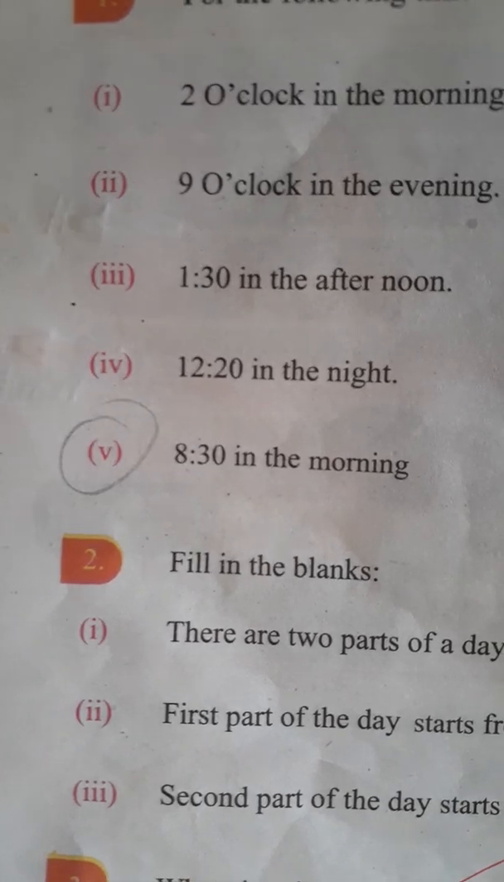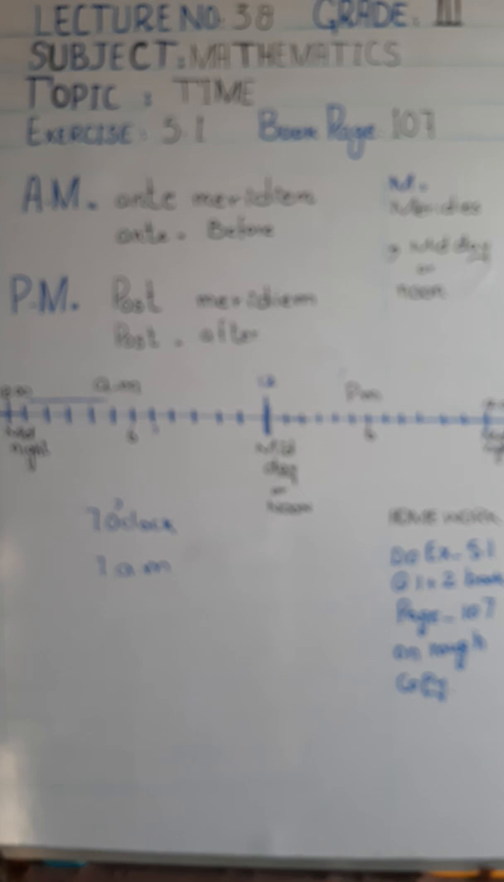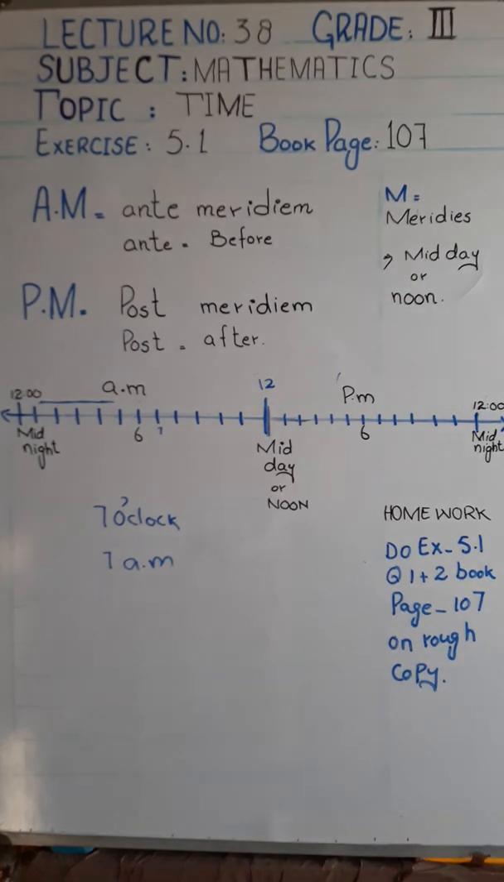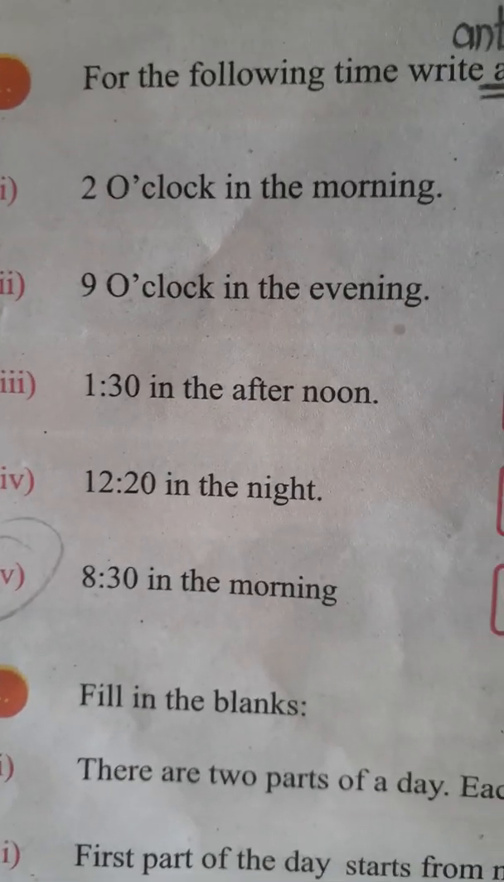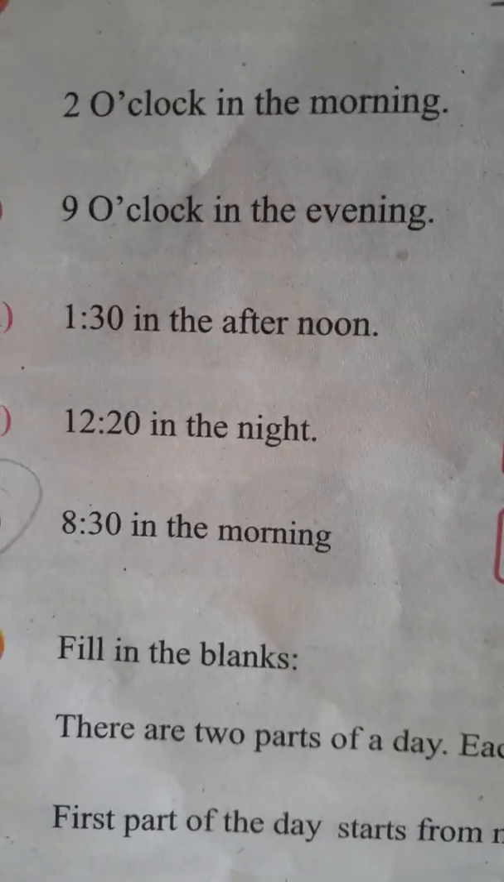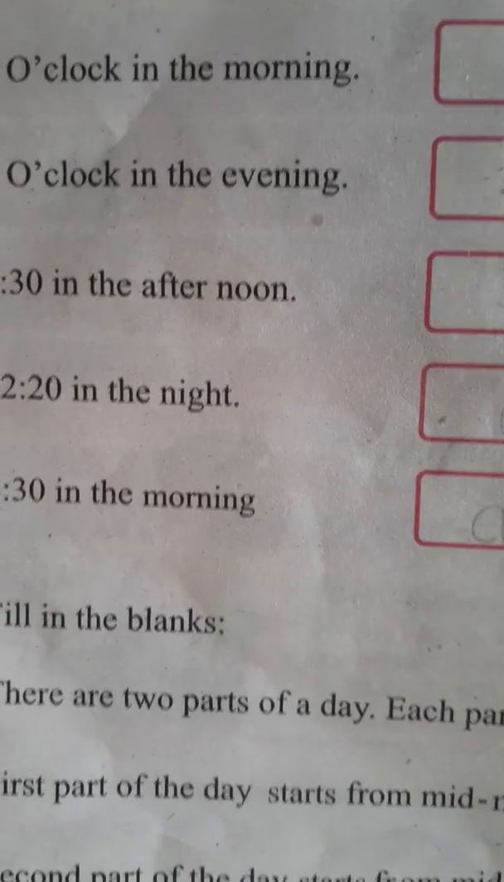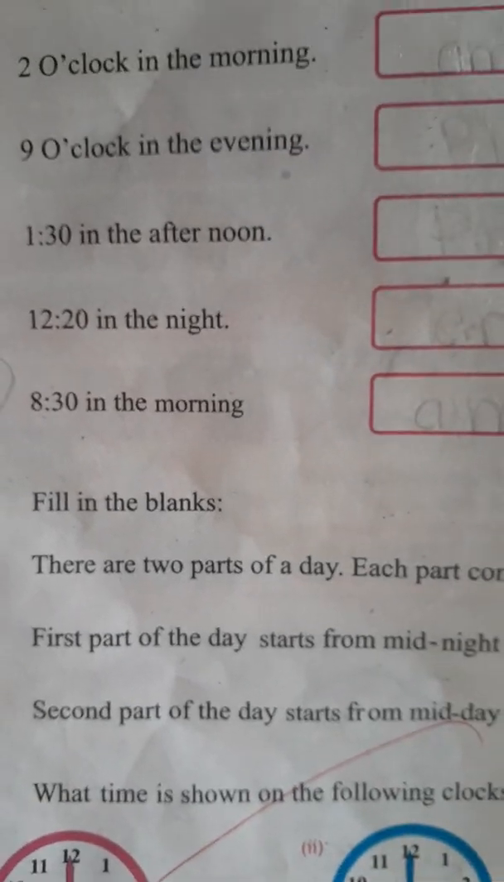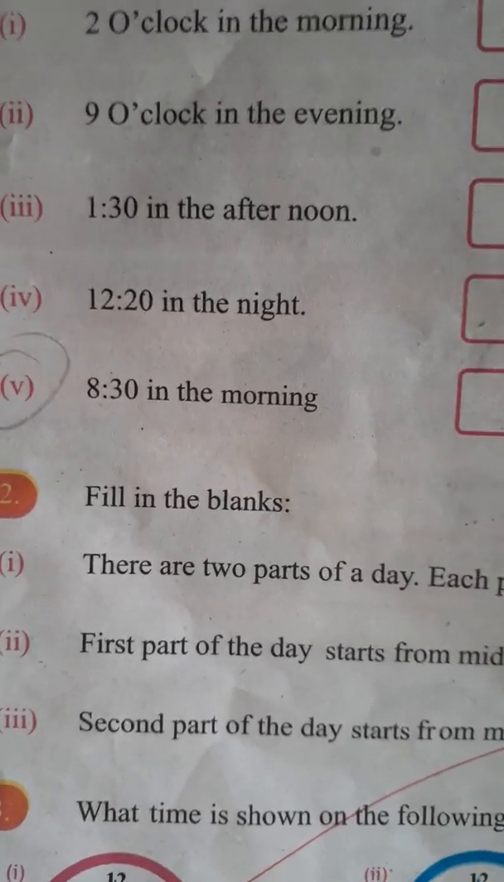Now, 9 o'clock in the evening. Look at the board: this time is after midday, so it is PM. Next one, 1:30 in the afternoon: again after midday, PM. 12:20 in the night means after midnight, so AM. And the next one, 8:30 in the morning: again before midday, so AM.